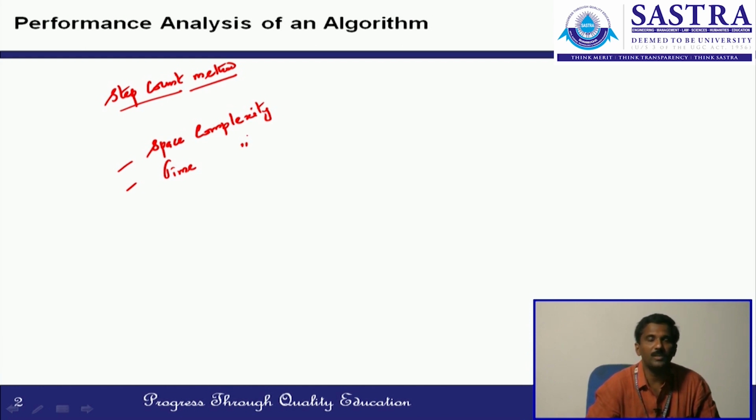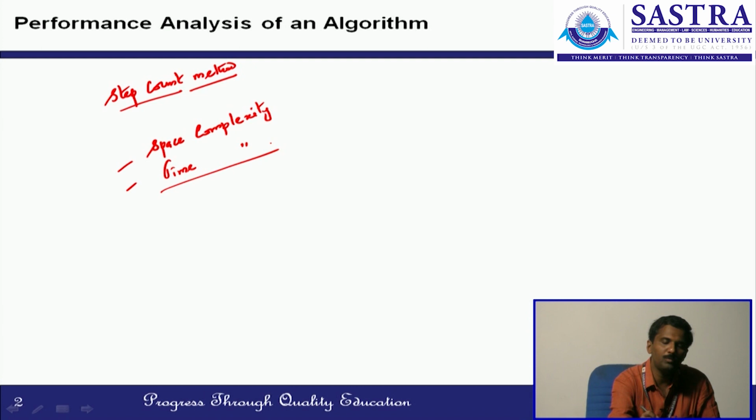Time complexity defines how much amount of computational time is required to complete the execution of the algorithm. To find the time complexity of the algorithm, we need to find the total number of execution steps of the algorithm. To find the total number of execution steps of the given algorithm, we have two methods. One is a step count method, second one is a step table method.